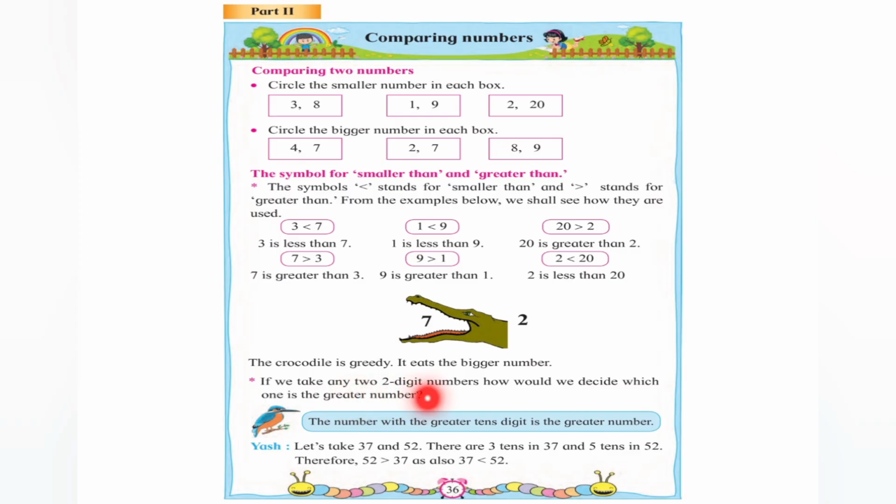If we take any two-digit numbers, how will we decide which one is the greater number? The number with the greater tens digit is the greater number. Yash, let's take 37 and 52. So both the numbers are two-digit numbers, 37 and 52. There are 3 tens in 37 and 5 tens in 52. Therefore, 52 is greater than 37. This also means 37 is less than 52.